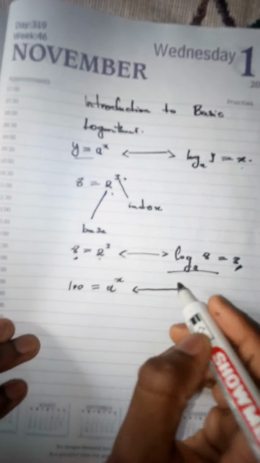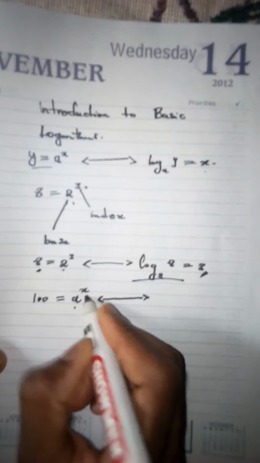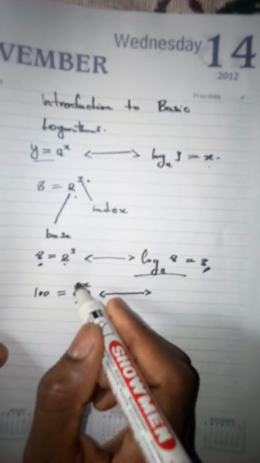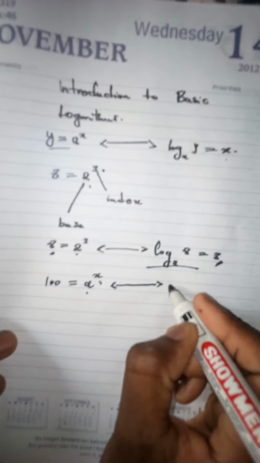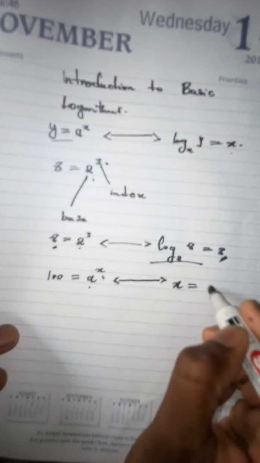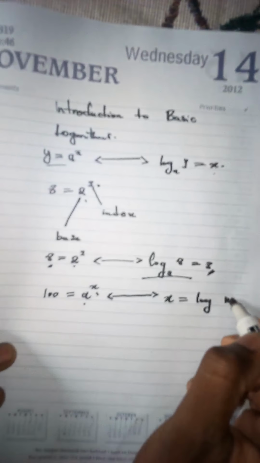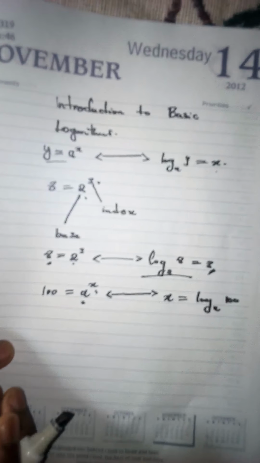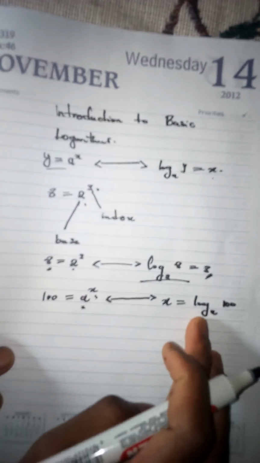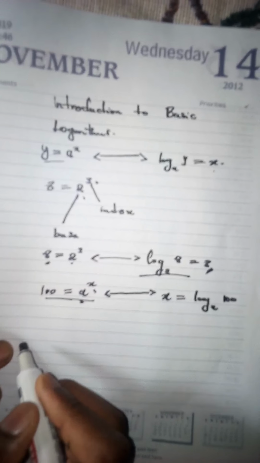I know that this is my index, and this is my base, and the index becomes the logarithm. So we say x is equal to the log of 100 to the base a. My base is a. Like that, I've expressed the exponential equation as a logarithmic equation.